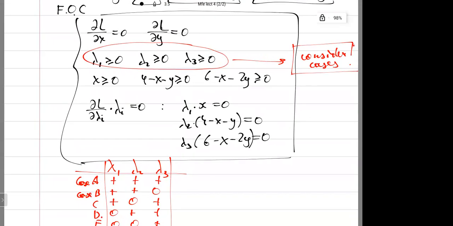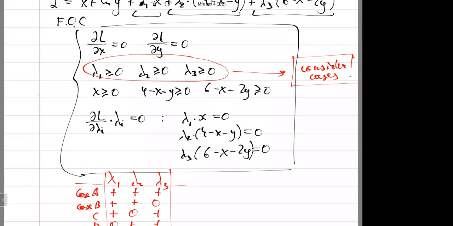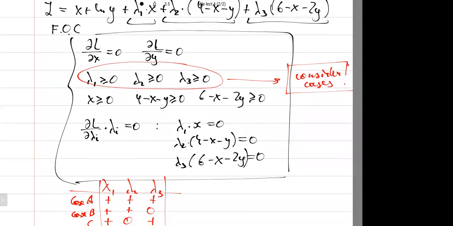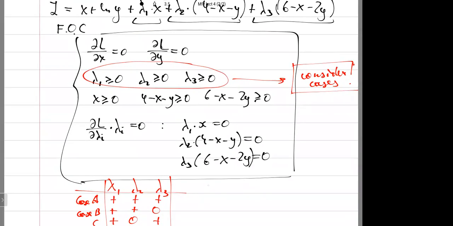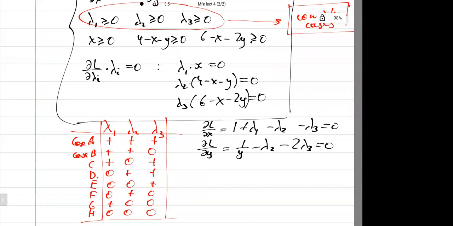How can I solve it? Because it's really fast. First, I will calculate dL with respect to dx. dL with respect to dx is 1 plus lambda 1 minus lambda 2 minus lambda 3. dL with respect to dy is 1 over y minus lambda 2 minus 2 lambda 3. And basically now let's consider all the cases.